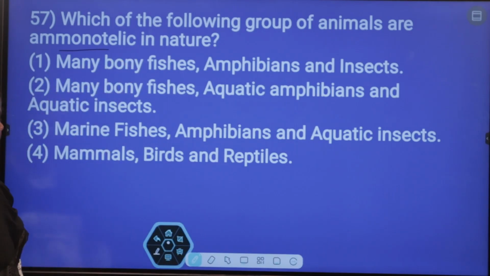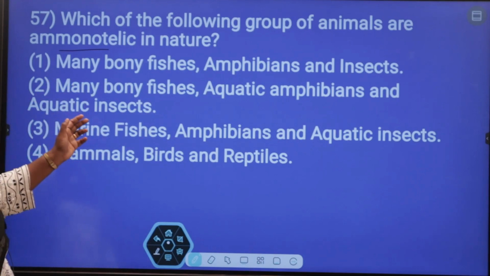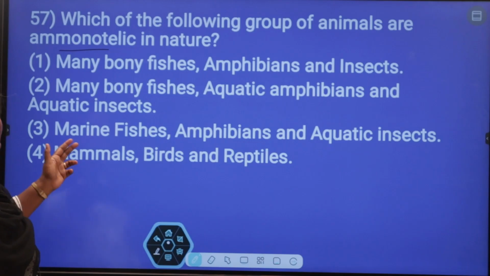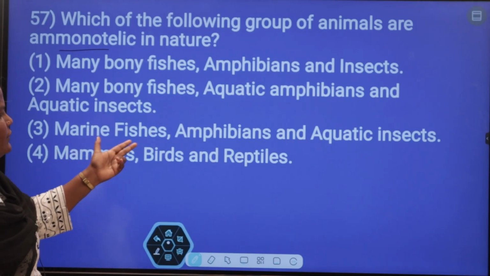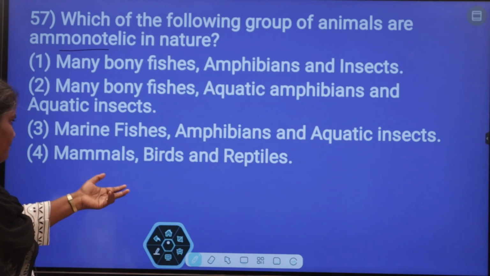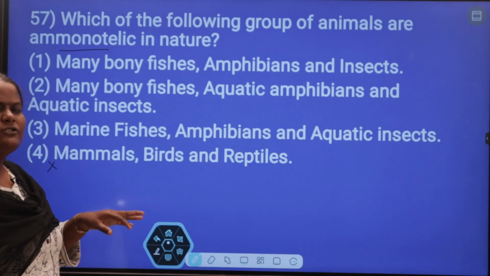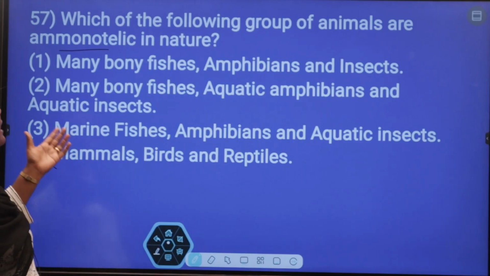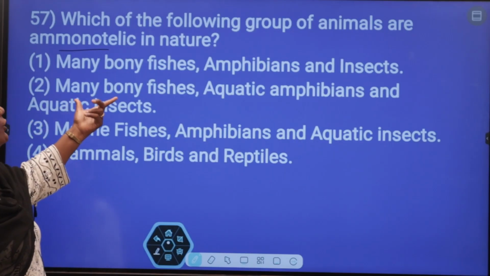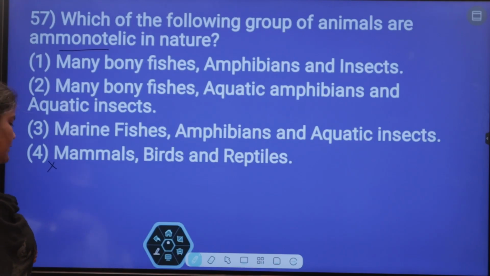Based on that, option 1, many bony fishes, amphibians and insects. Option 2, many bony fishes, aquatic amphibians and aquatic insects. Option 3, marine fishes, amphibians and aquatic insects. Option 4, mammals, birds and reptiles. Apart from the fourth option, all the other options contain aquatic animals. Actually these are direct book-line questions. Based on that, many bony fishes, aquatic amphibians and aquatic insects is the answer for this question.